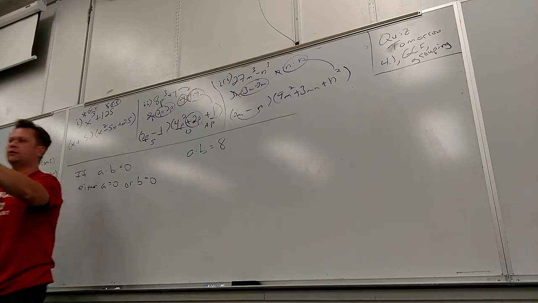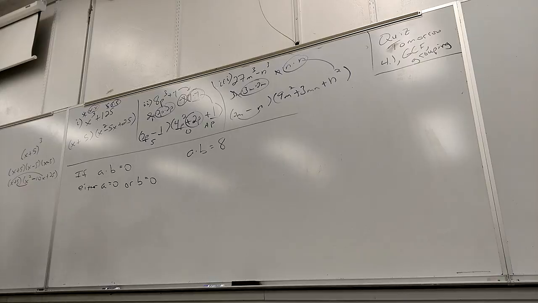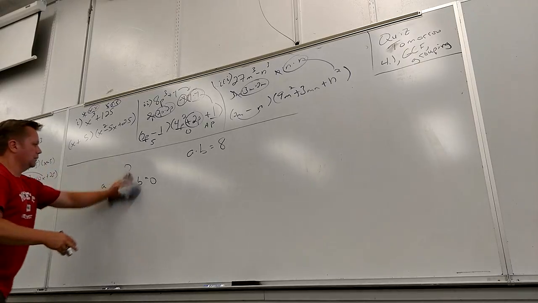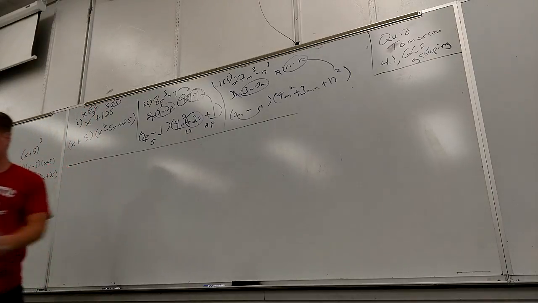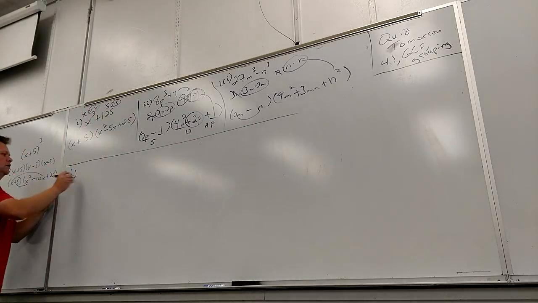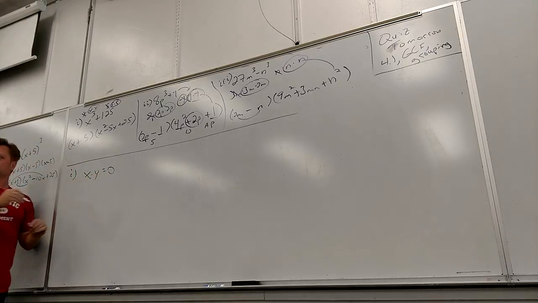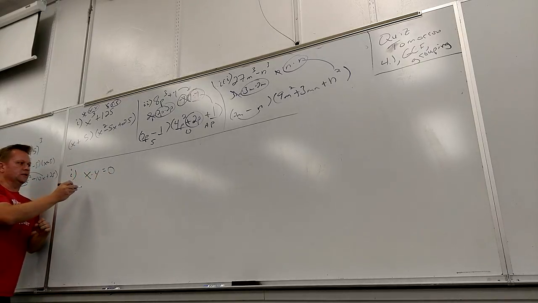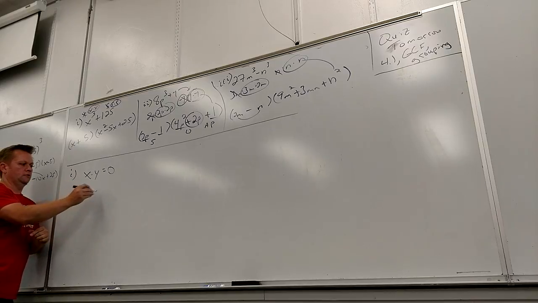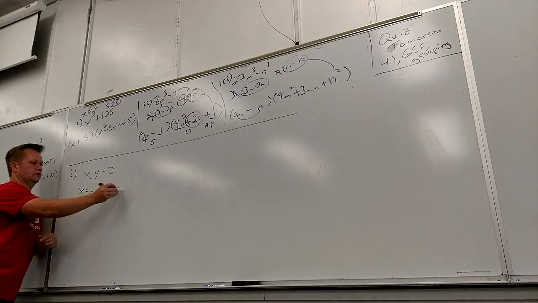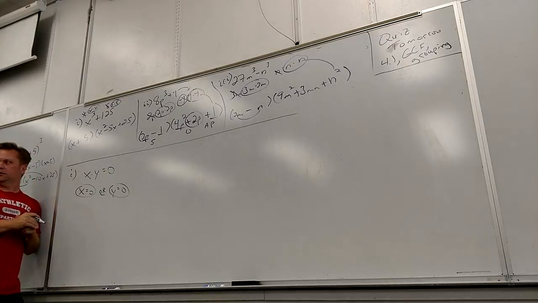Okay, so how does that apply to anything we've been doing? You're like, that's a neat thing. So what if I had this then? Let me start us off nice. What if I had x times y equals 0? What are the answers to this? Either x is 0 or y is 0. So that's done.